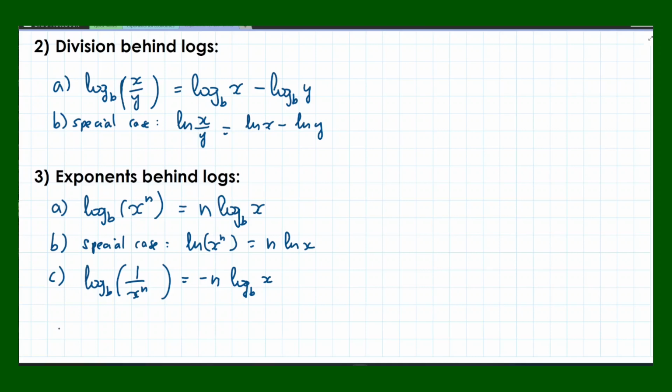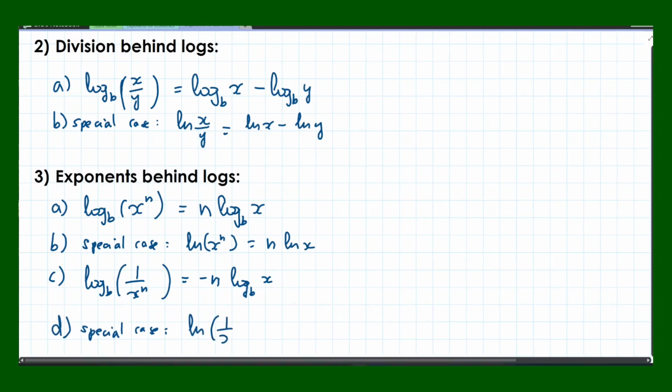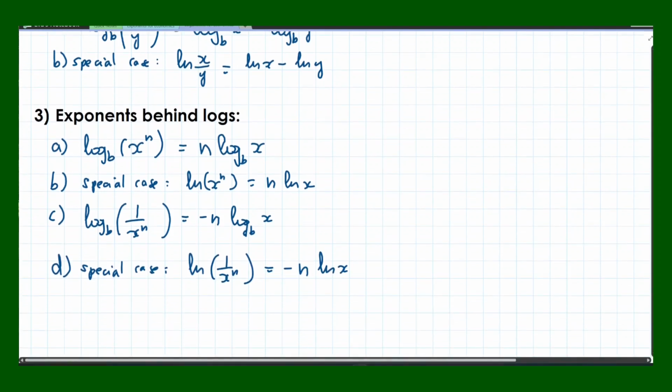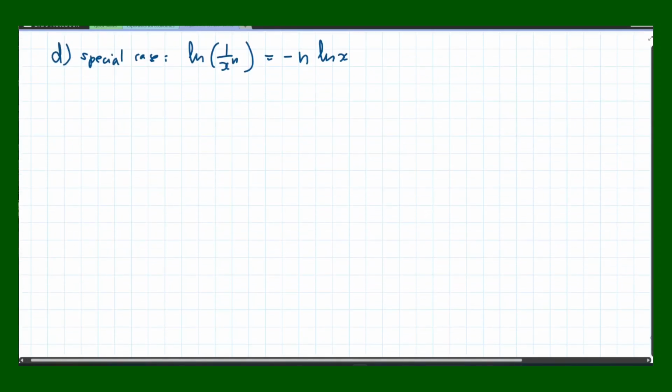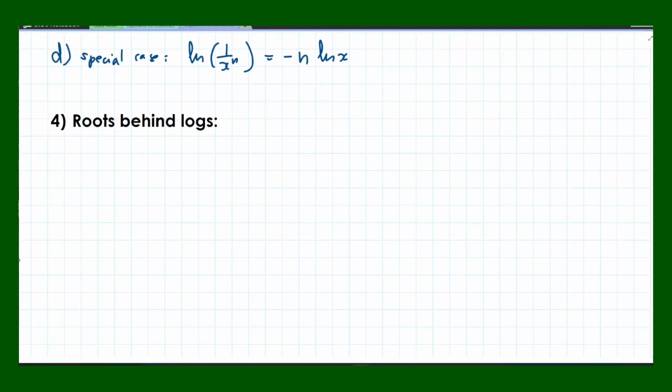Now, I have a special case for this as well, when I would be using the ln. So ln of 1 over x to the n is again just going to be negative n times ln of x. Now again, we're going to need some more space, so we can move on to the next rule. In the next rule, we're going to deal with roots behind the log sign.